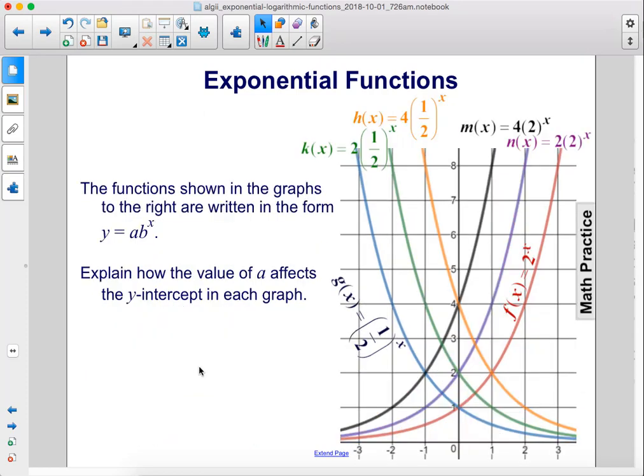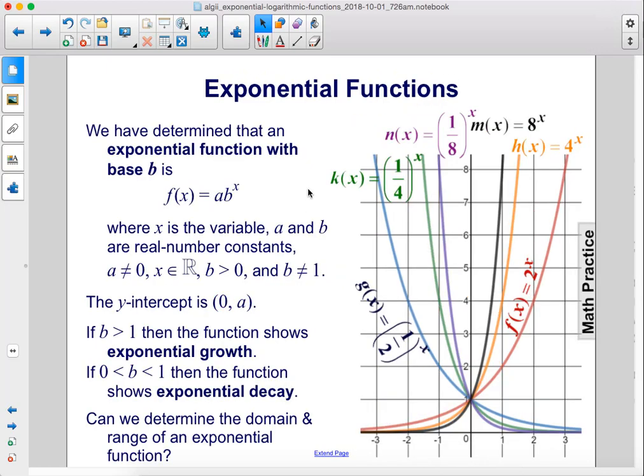The functions shown in the graphs to the right are written in the form y = a · b^x. Explain how the value of a affects the y-intercept in each graph. The y-intercept is always (0, a). So for example, we have m(x) here, which equals 4 · 2^x. Therefore, the y-intercept will be (0, 4).